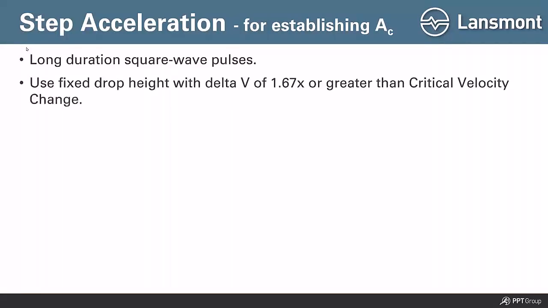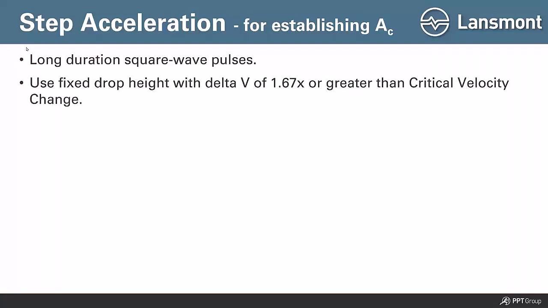So we switch the machine over to do this type of testing. We switch it over to do those long duration square wave shock pulses. And what we do in this case is we use a fixed drop height. We don't increment the height of the table each time. We use a fixed drop height with a fixed delta V. And what that says is a fixed delta V of roughly 1 2/3 or greater than the velocity change we established in the step velocity testing. So we want to go above and beyond that, and you'll see why when you look at the final damage boundary curve. But you want to go higher.